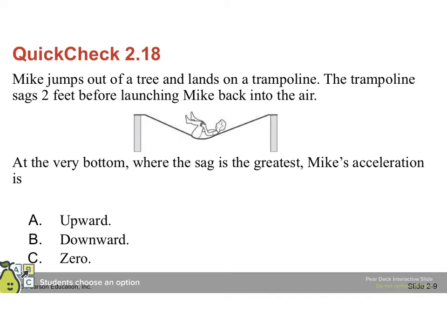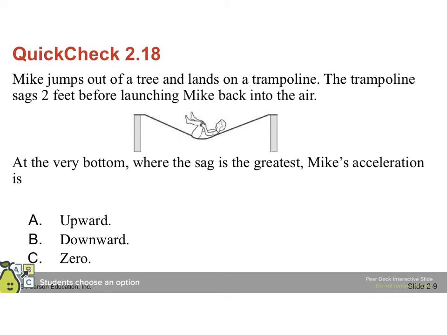Mike jumps out of a tree and lands on a trampoline. Brave Mike. The trampoline sags 2 feet before launching Mike back into the air. At the very bottom, where the sag is the greatest, Mike's acceleration is A, upward, B, downward, or C, 0. So take a second, think about what you want to say, and then we'll continue the video to say what actually happens.